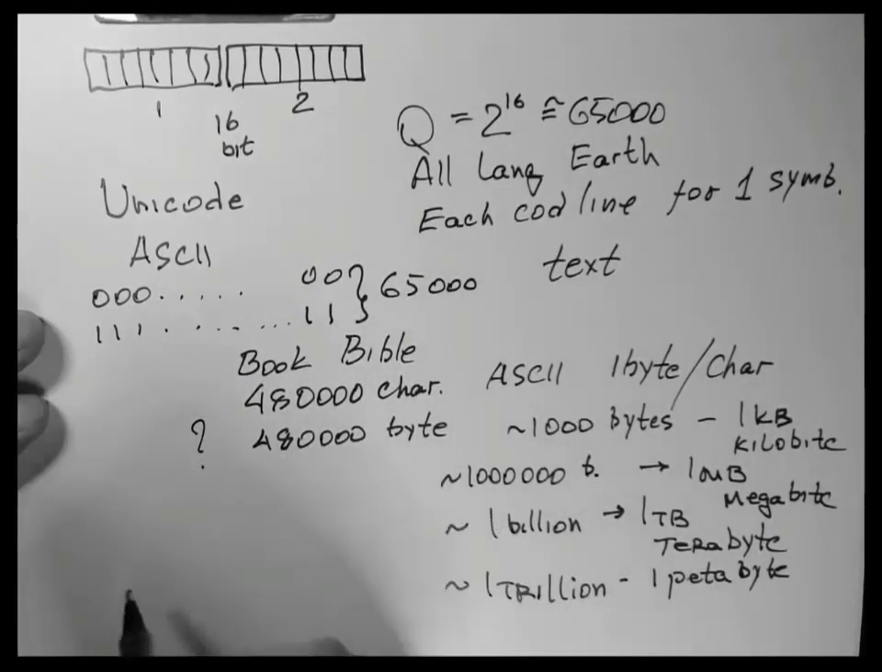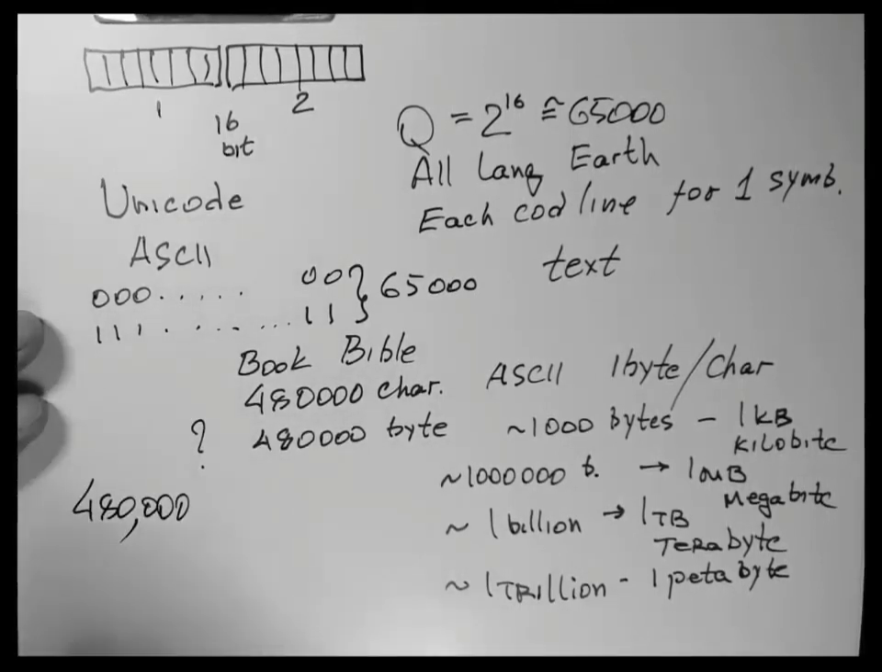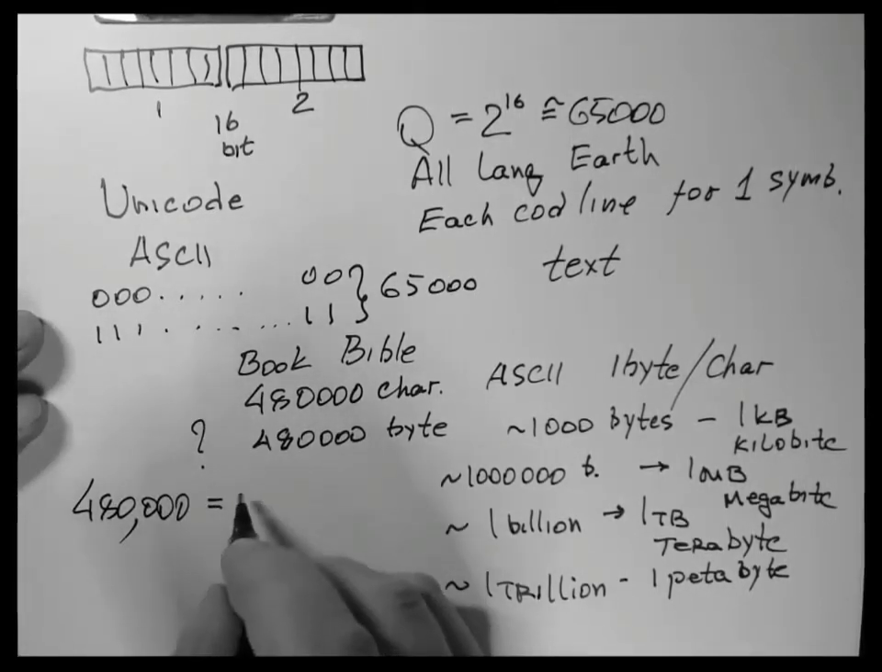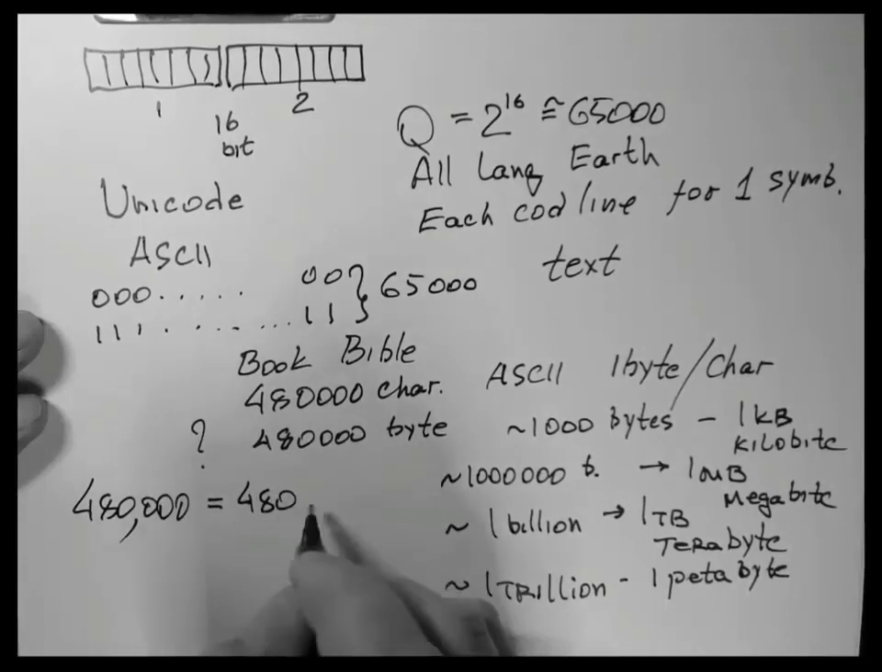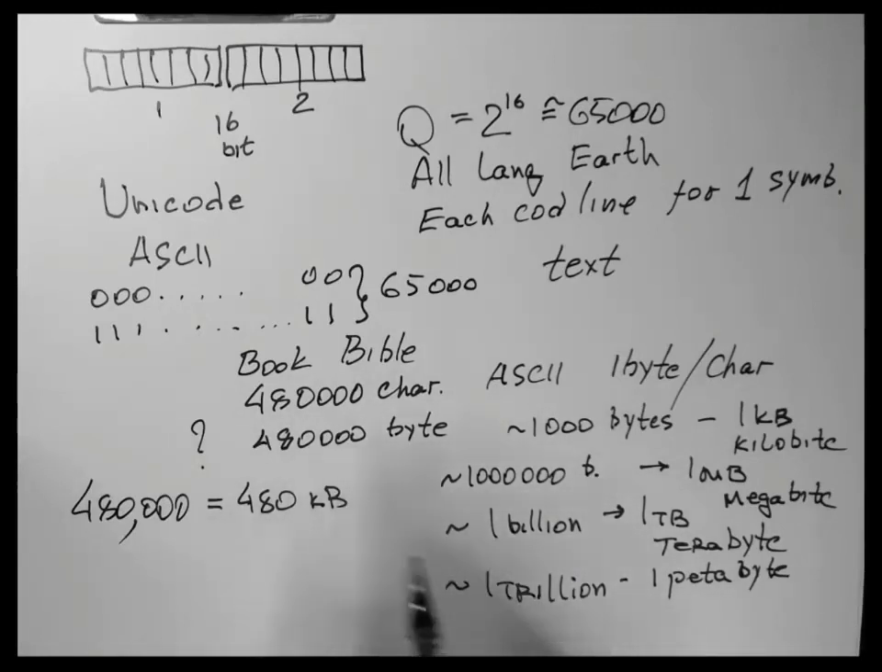So here, 48 and 3 zeros, we can put a comma here. That will be 48 KB. 48 kilobytes is the size of this file. Definitely, folks, if we encode in the Unicode code table, that will be doubled in size because we have 2 bytes per character in Unicode.